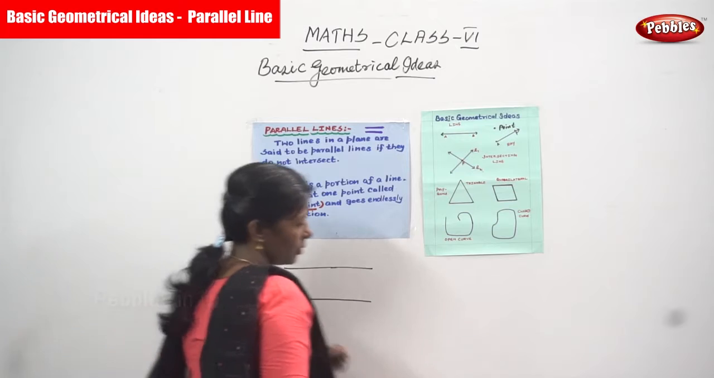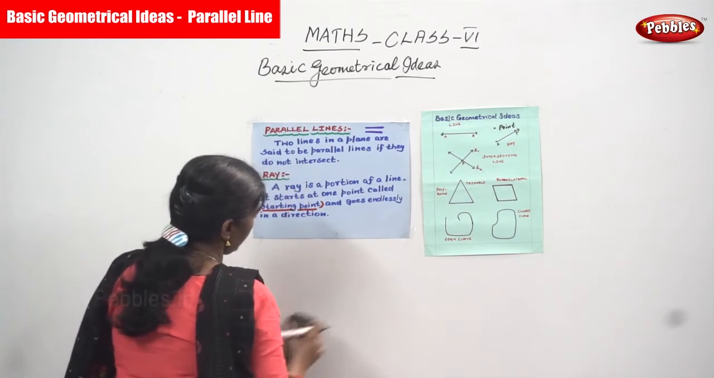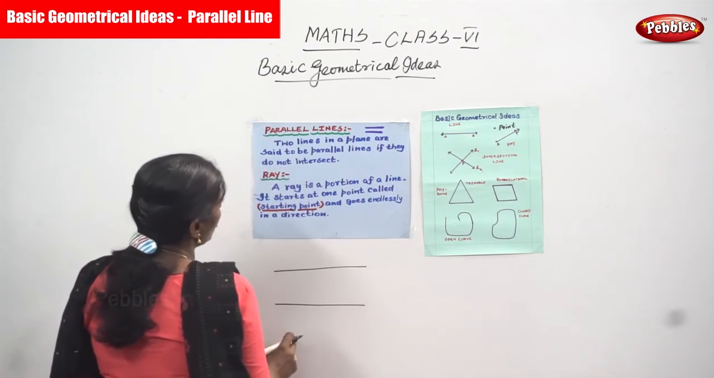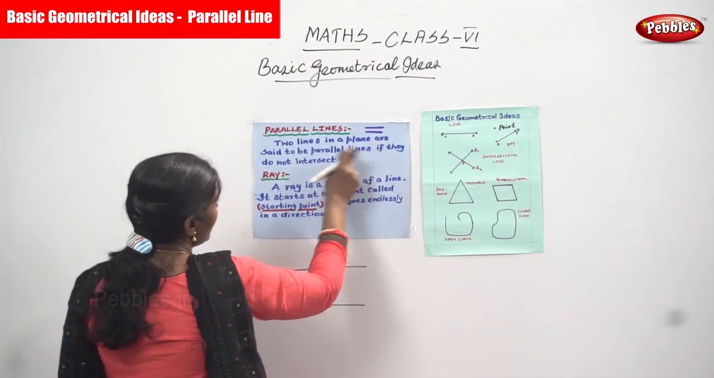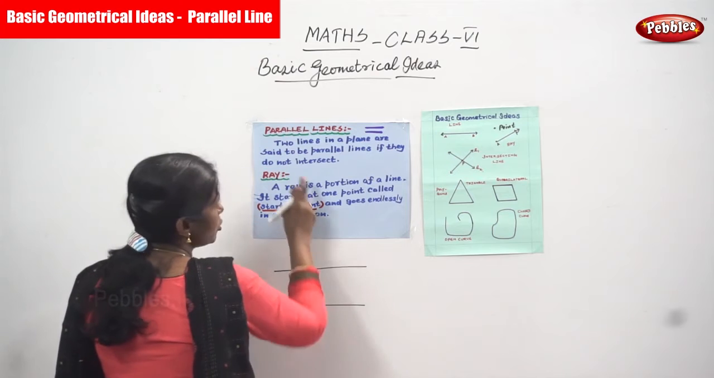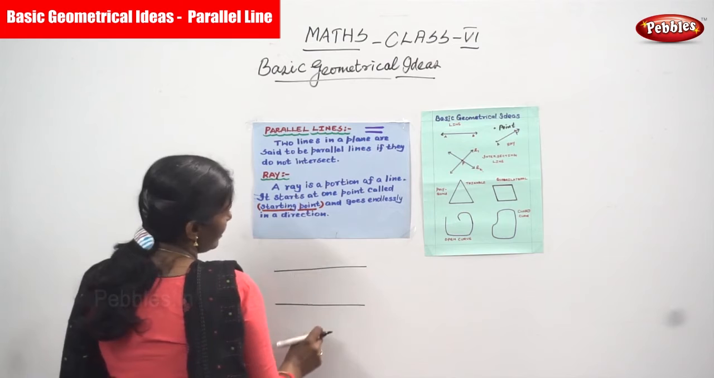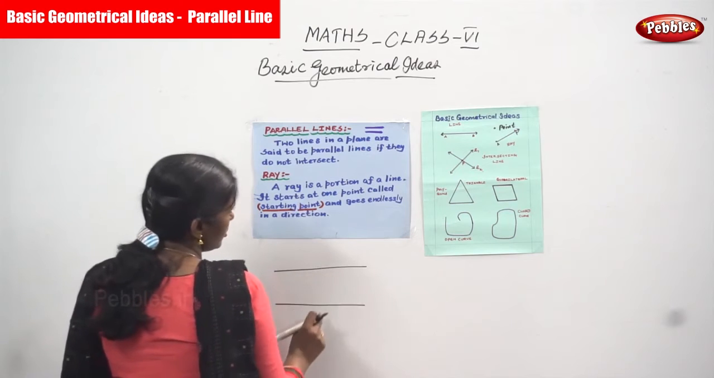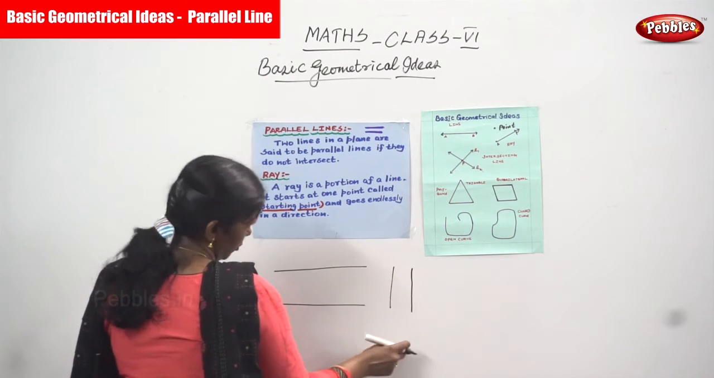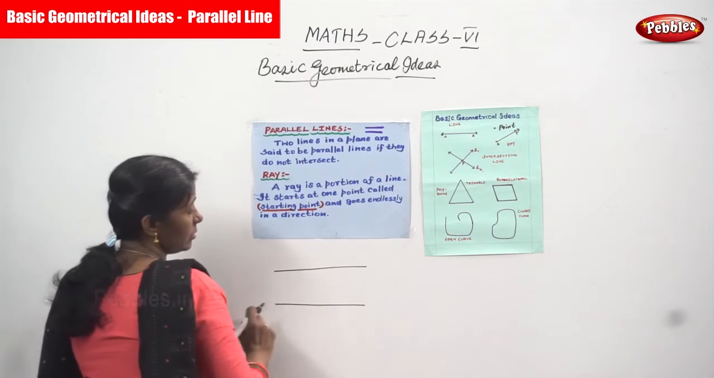Parallel lines. I'll repeat once again. Two lines in a plane are said to be parallel. This board is a plane, you consider, and two lines in a plane, one line and another line, are said to be parallel, because it is horizontal. And if you draw this line, it is a vertical line, but anyhow it is also parallel. But we have drawn the parallel lines in a horizontal way.